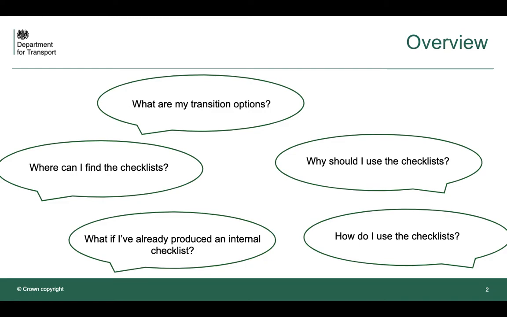Where can you find the checklists? That's an easy one. All three checklists are on GitHub, in the Business Change app, and in the newsletter sent out earlier in January. We'll also put links in the description of this video.